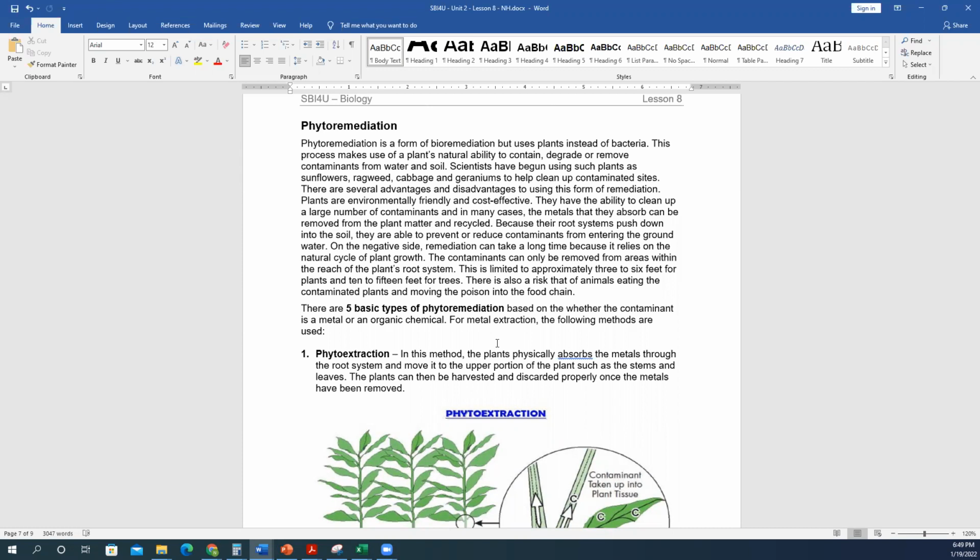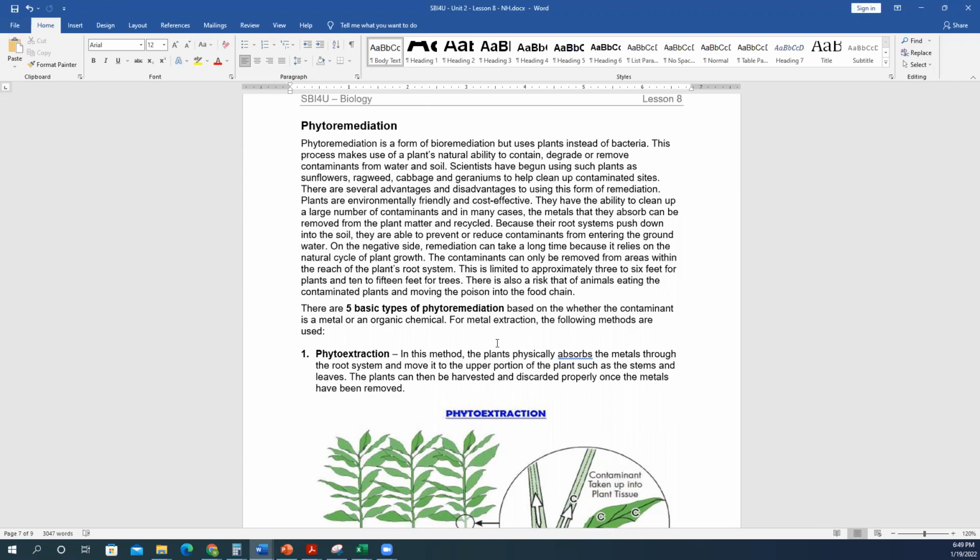So all of these factors are taken into account when phytoremediation is being considered, to see whether or not it might be a suitable option for cleanup. But there's typically 5 basic types of phytoremediation, and these are based on whether or not the contaminant is in the form of a metal. Is it a metal contaminant, or is it an organic chemical?